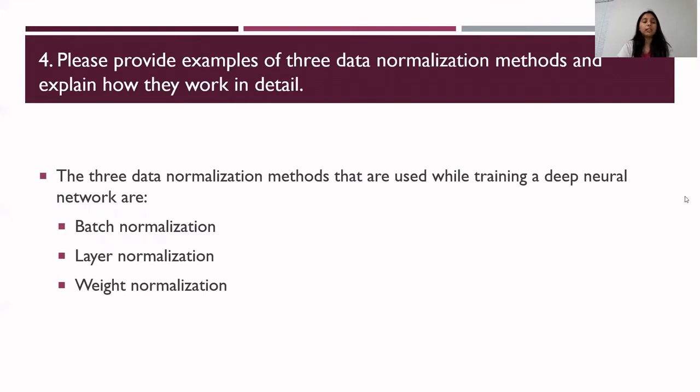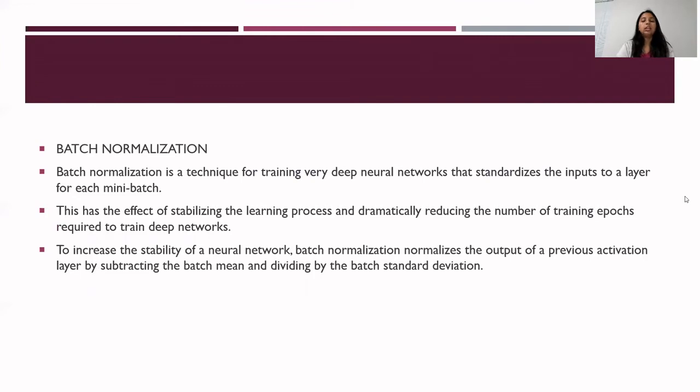The fourth question is: describe the normalization methods while training a deep neural network. We have 3 normalization methods: batch normalization, layer normalization, and weight normalization. In the batch normalization technique, the input layer is standardized for each mini batch. This increases the stability of the neural network, and the output of the previous activation layer is normalized by subtracting the batch mean and dividing by the batch standard deviation.